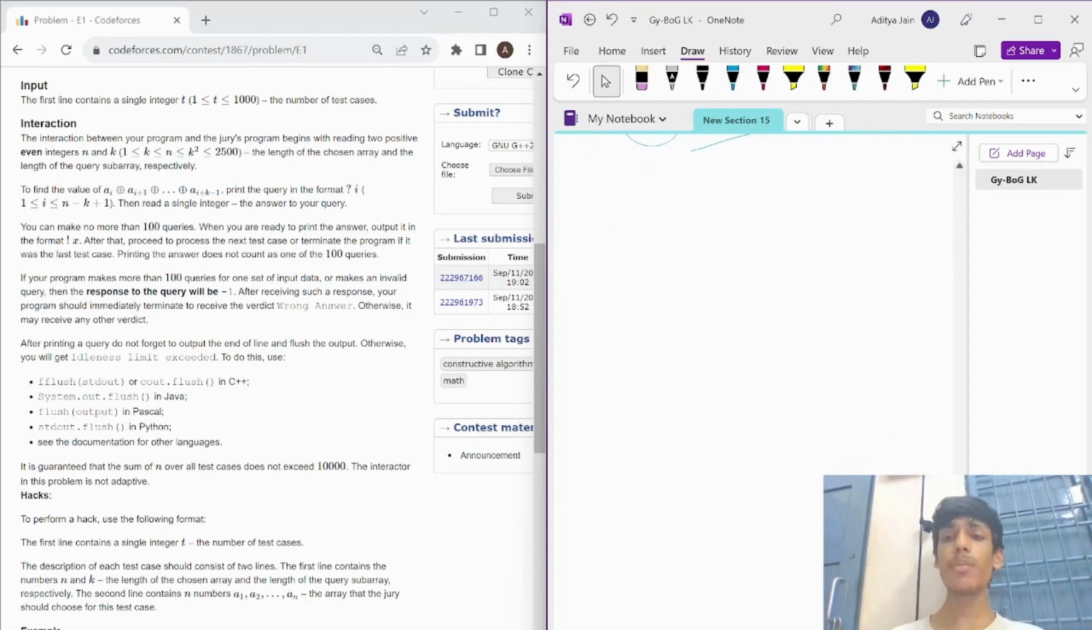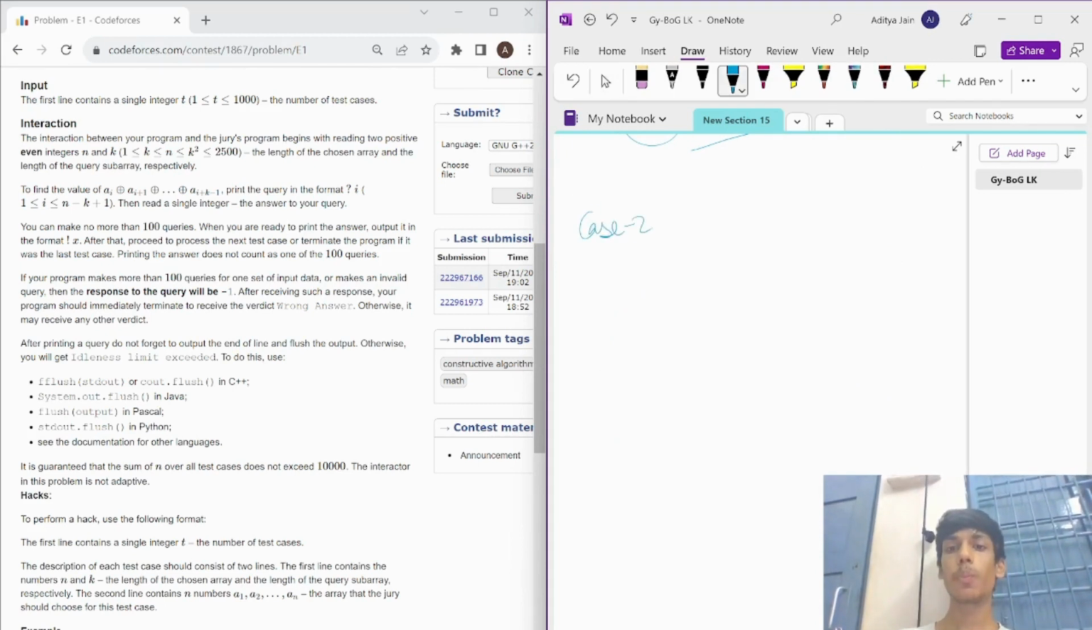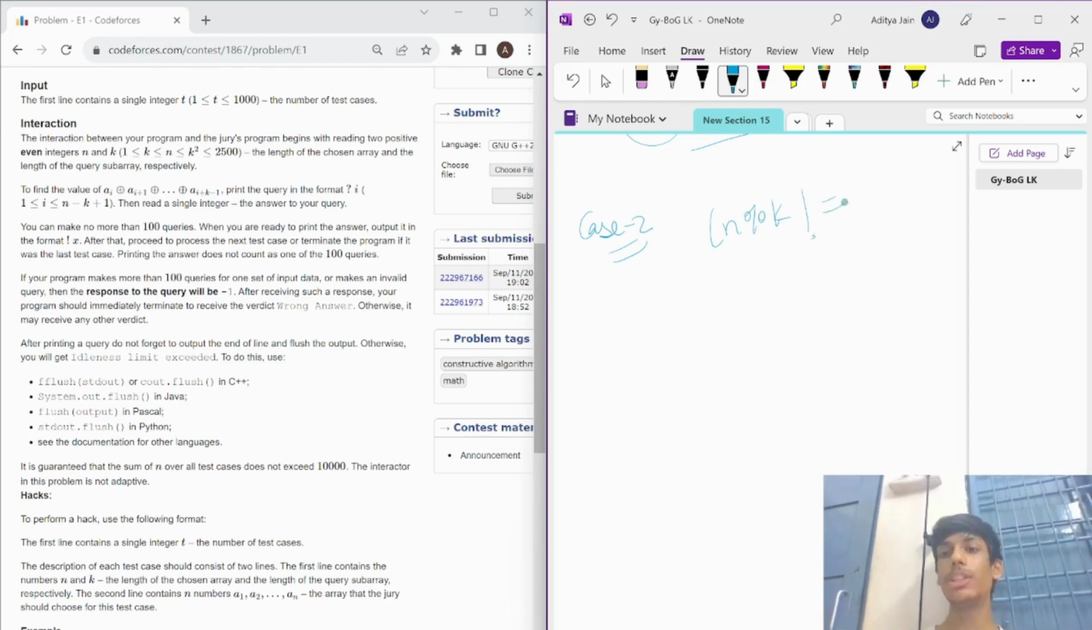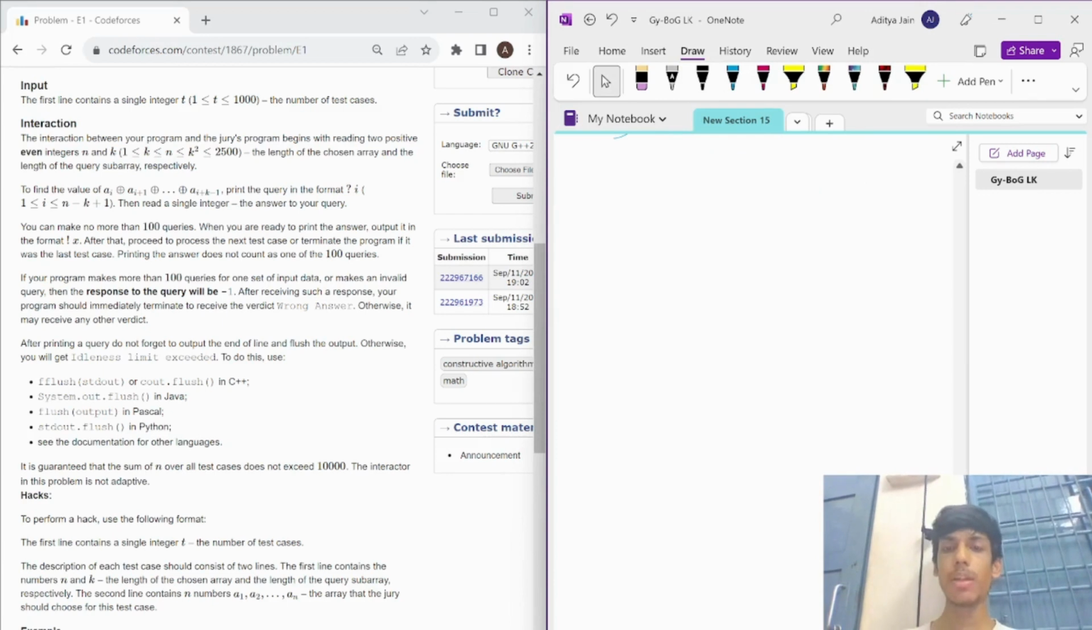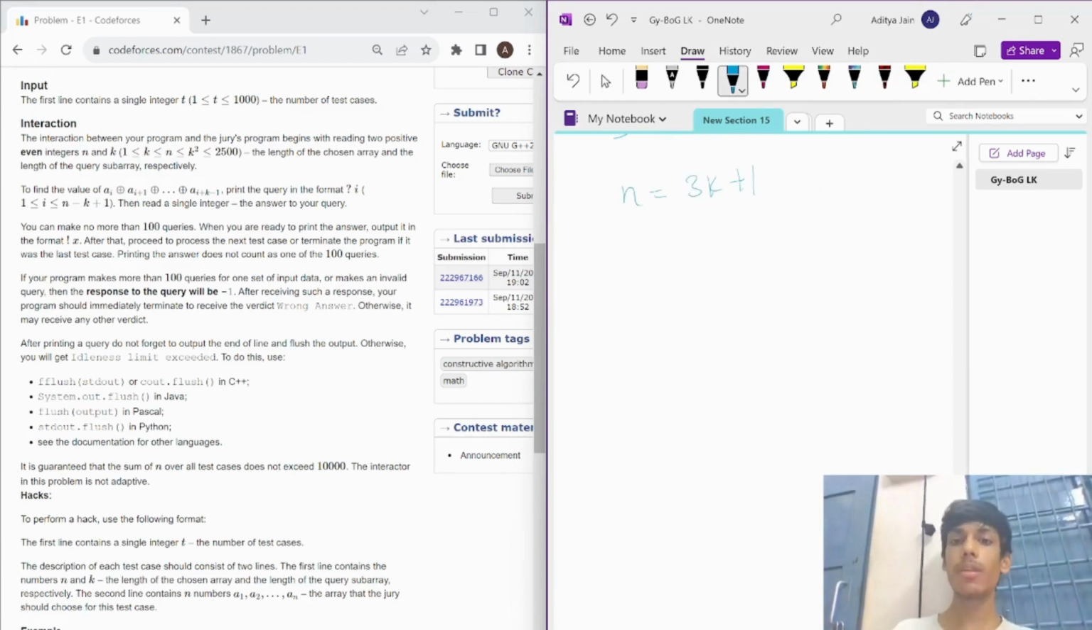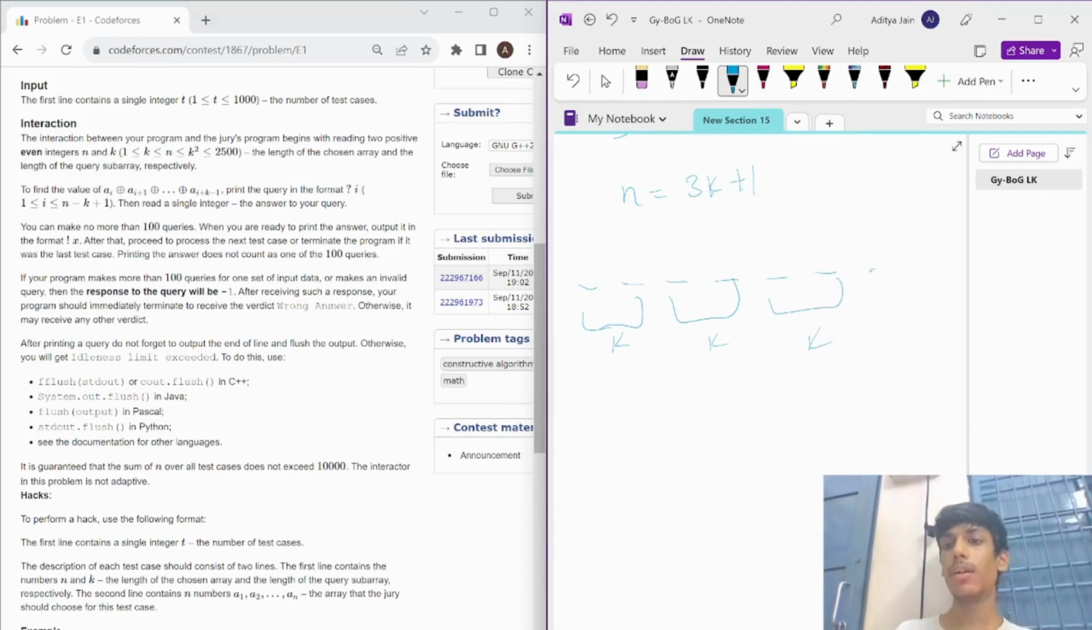Now let's consider the case when n is not a multiple of k, that is case 2. n modulo k is not equal to 0 this time. So what are you going to do in this case? Suppose n is equal to 3k plus 1. These were k elements, these were k elements, these were k elements, but now we have one element left.